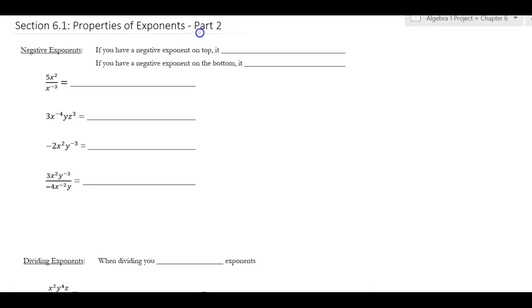Okay, so what we're working with on this section, part 2, is we are going to start dealing with negative exponents, and then what happens when you have dividing things. What do you do with dividing? Okay? All right, so again, just like we did before, and before we fill out the rules, we're just going to kind of look at the problems.